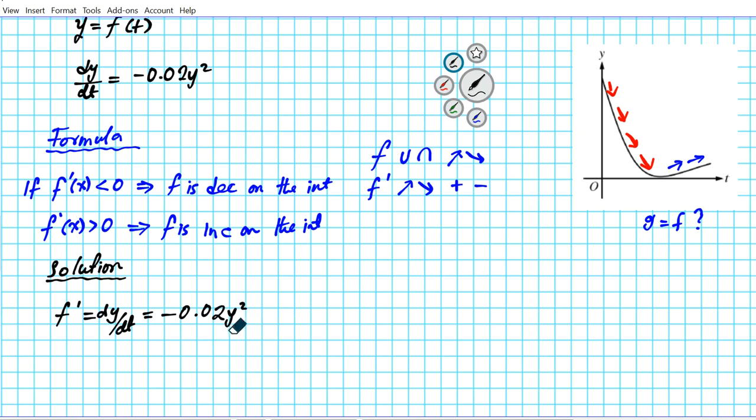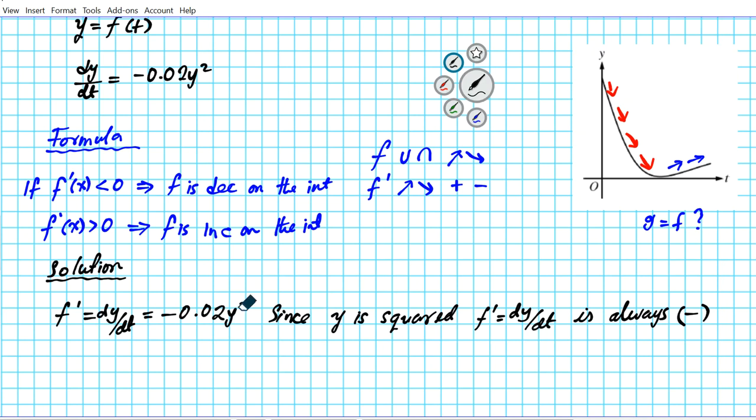Okay, so what you notice is that it's dependent on the square of y. All right. So what do we know about all numbers squared? If you square every number, you always end up with a positive number. Okay, so since y is squared, what does that tell us about the sign of f prime or dy dt? Since y is squared, f prime, which is equal to dy dt, is always going to be negative. Okay, it's always negative because of this minus here, and this is positive. It's always going to be negative.